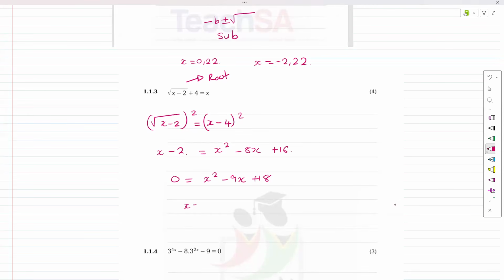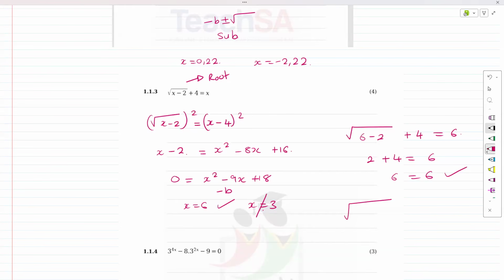So x equals 6, x equals 3. Now, guys, again, test your answers. This was the minus b formula, but I keep saying test, and I don't know if you understand what I mean by test. So I'm going to say 6 minus 2 plus 4 needs to equal 6. So 6 minus 2 is 4, the square root of 4 is 2, so 2 plus 4 equals 6. That one works out, so I know that's correct.